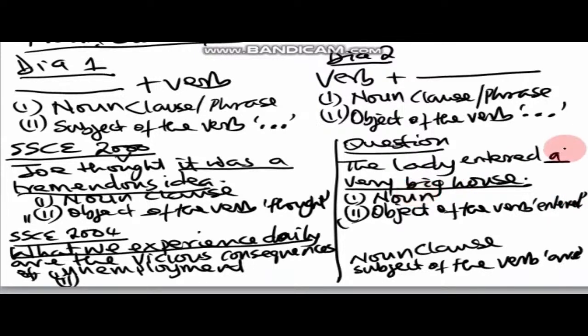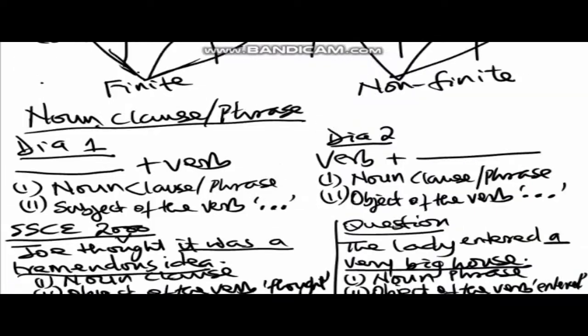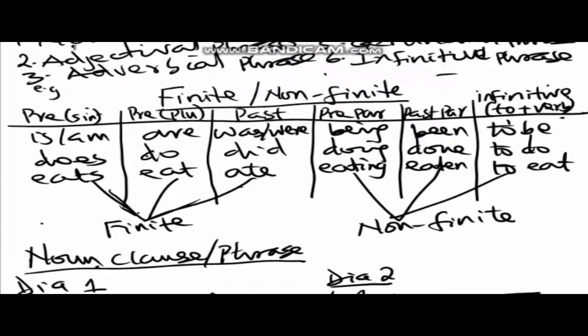Then let us go back to that underlined word. Does it contain a finite verb? Does it even contain any verb at all? The answer is no. A is not a verb. Very is not a verb. Big is not a verb. Neither is house a verb. So it doesn't contain any verb at all. So is it a phrase or a clause? Very good. A phrase. So what is a phrase? A group of words that does not contain a finite verb.